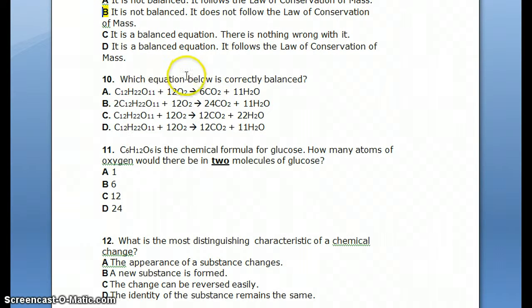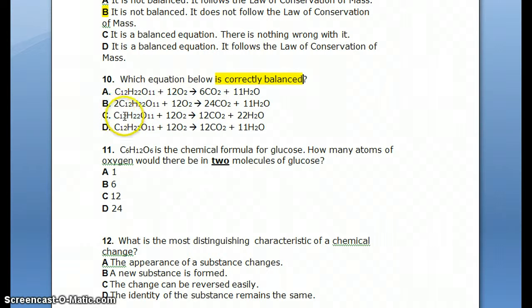Number 10. Which equation below is correctly balanced? Well, once again, I'm counting those atoms. So we'll start together. Carbon on the reactant side has 12, and then there are 6 carbons on the product side. So A is not the correct answer choice. B says I have 24 carbons on the reactant side, and look, I have 24 carbons on the product side. So far, so good. We'll keep going. I have 44, 2 times 22 is 44 hydrogens on the reactant side, but I only have 22 hydrogens on the product side, so that's not balanced.